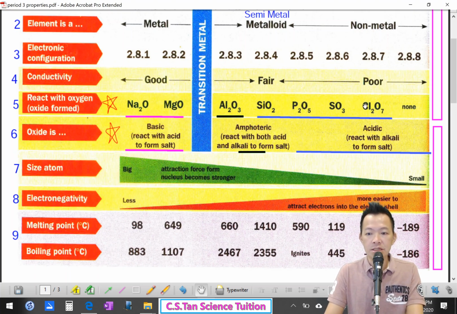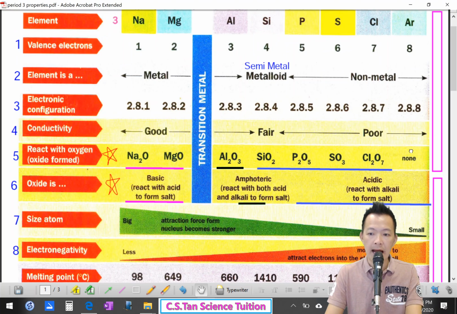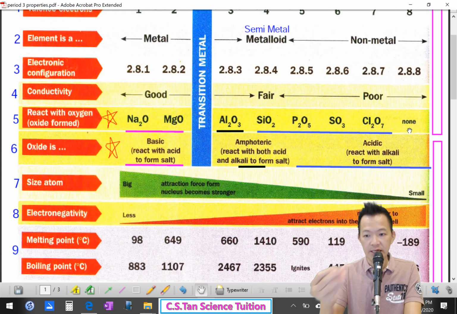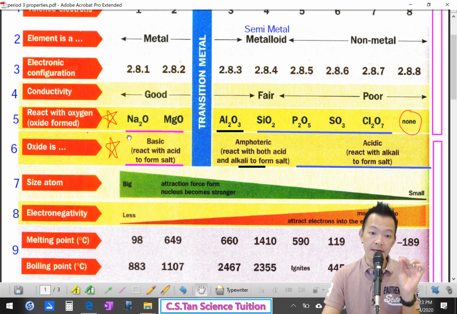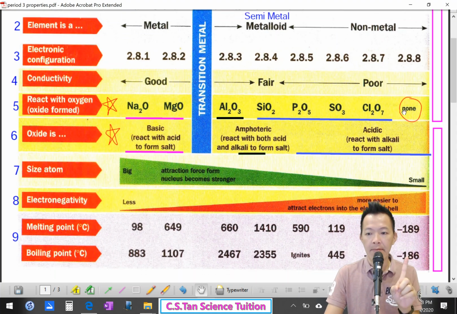So for all the elements in period number 3, they can react with oxygen to become oxides. All the elements of period number 3 can react with oxygen to become their oxide. Some of them become metal oxide, some of them become non-metallic oxide. But remember, except argon. Argon is a noble gas, so argon is special. But you already know that. So all the elements in period number 3 can react with oxygen to become their metal oxide or non-metallic oxide, except argon.